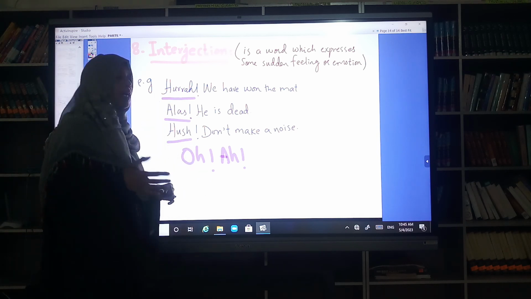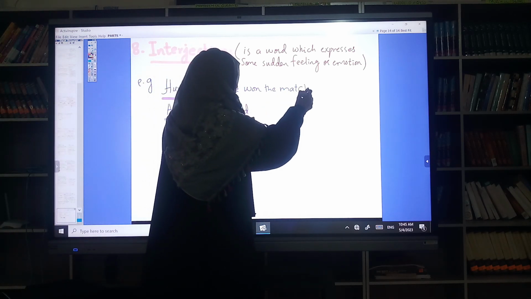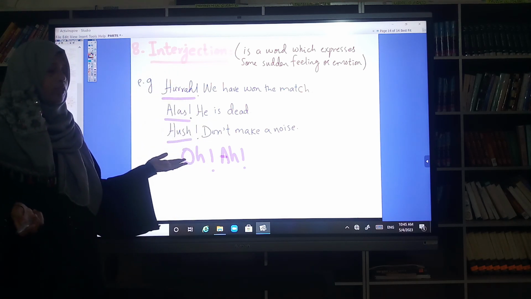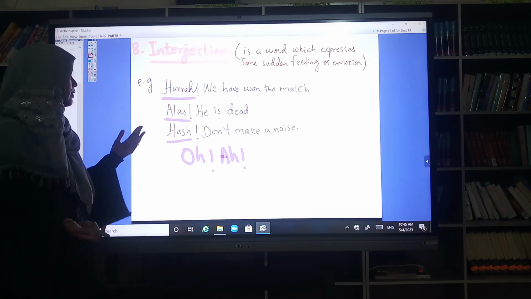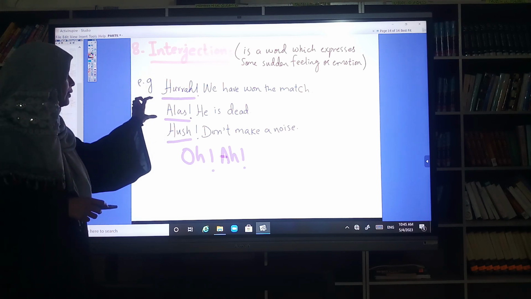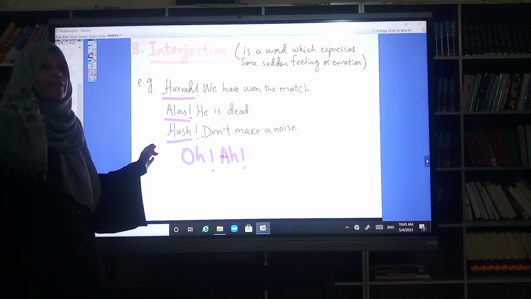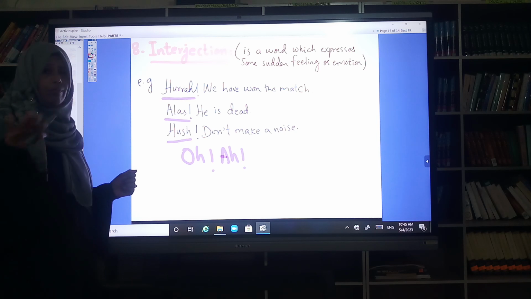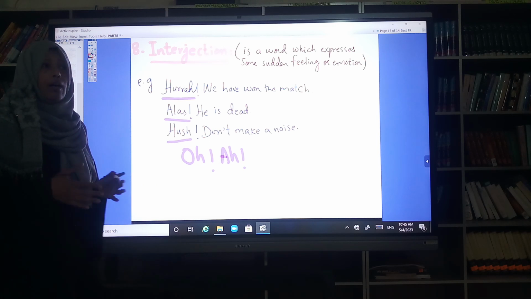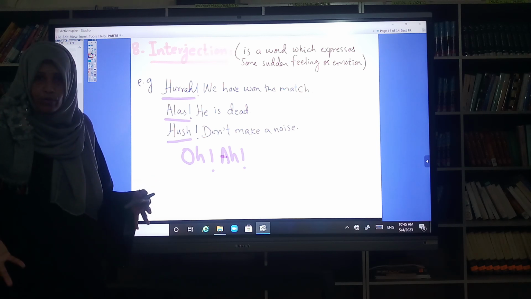For example, hurrah, we have won the match. It is match with this spelling. Be very careful with the spellings. You know, it's the language, so your spellings must be very correct. Then, alas, he is dead. Now this is an expression for happiness, this is an expression for sadness, and this is an expression for keeping others quiet. For example, hush, don't make a noise. Oh, I forgot to bring my book. Ah, it was a sudden surprise, it was surprising news for me.